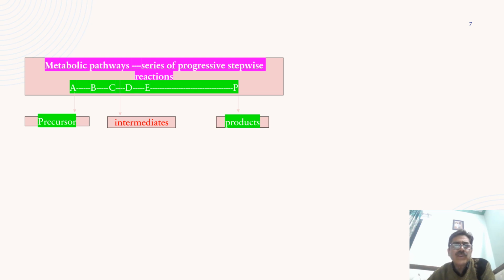Now we can see from this small figure that in a metabolic pathway you have a precursor, then you get certain intermediates, and finally you get products. So this is known as a linear pathway of metabolism. Glycolysis is a linear pathway of enzyme catalyzed metabolic reactions, where you have a starting material, that is the precursor, then you get different intermediates, and finally you get products.